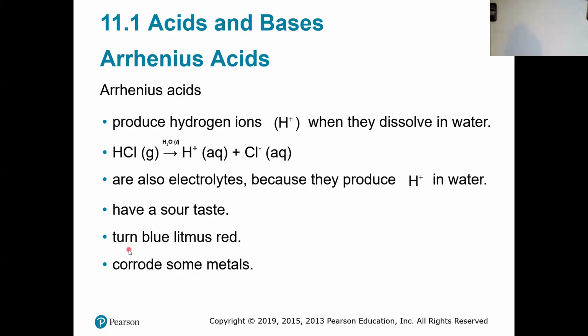Your Arrhenius acids, or acids in general, will turn blue litmus paper red. Litmus paper is a type of paper that can tell you whether something is acidic or basic based on color changes. If you put blue litmus paper into something acidic, that blue paper will turn red. If it's not acidic, then the blue paper will just stay blue. Acids also are going to be able to corrode metal. That's another property of them.